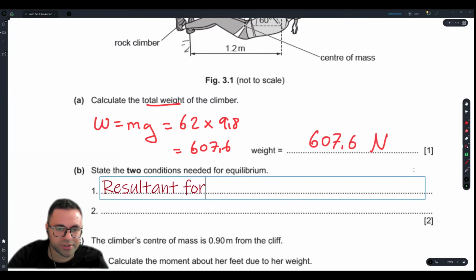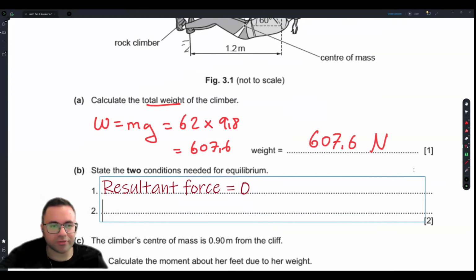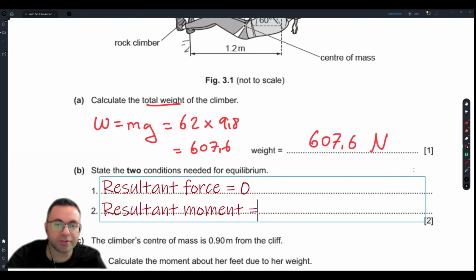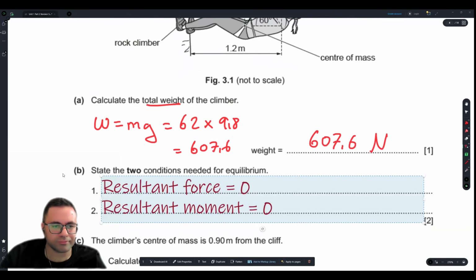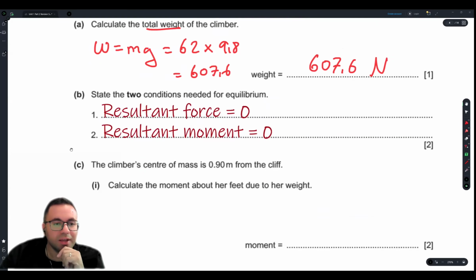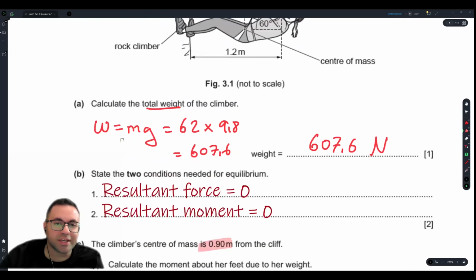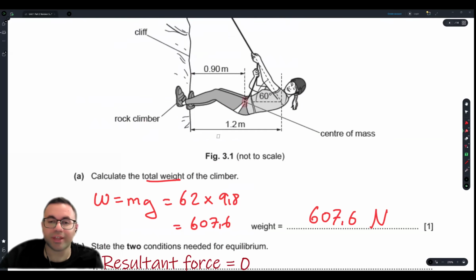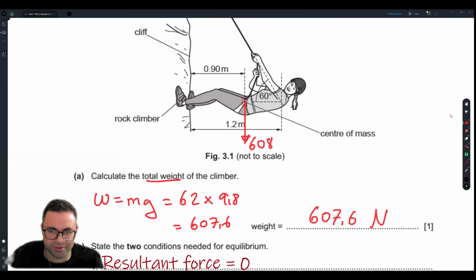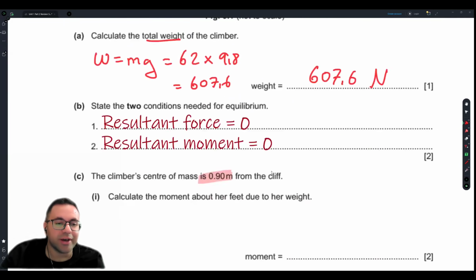State the two conditions needed for equilibrium. Resultant force is 0. You can also say no resultant force. Resultant moment is also 0. You can also say no resultant moment. That's also fine. Next. The climber's center of mass is 0.9 meters from the cliff, which means this is where her center of mass is. Do you know what that means? This is where her weight is acting. So that's 607 or 608 newtons acting on her comes from this point over here, 0.9 meters from the cliff.